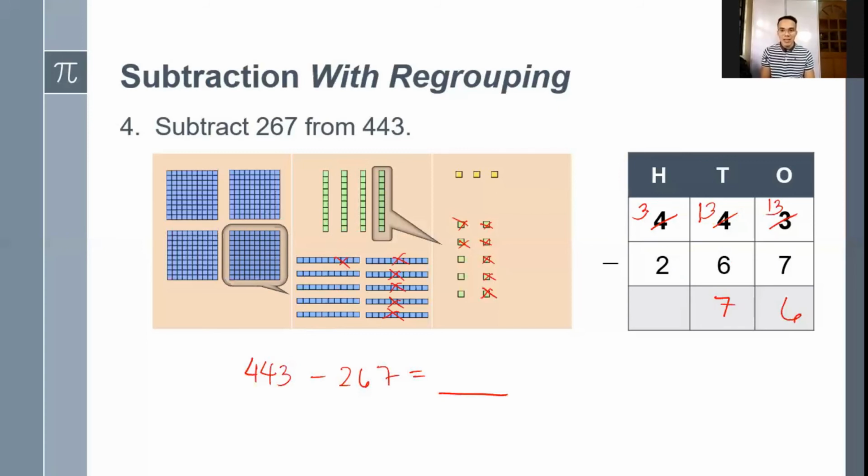And finally, 300s, take away 2 of them. We're going to take away 200s. There's 100 left, or 3 minus 2 is 1. Therefore, 443 minus 267 is equal to 176.